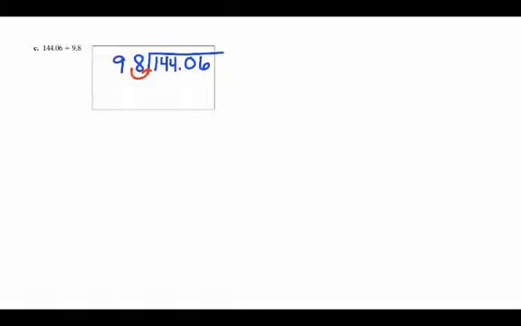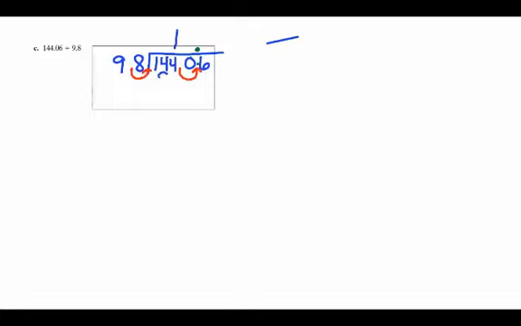If we move the divisor one place, we have to move the dividend one place. Now we place the decimal point in our answer so it comes right straight up. Now we're ready to begin dividing. 98 cannot go into 1. 98 cannot go into 14. It can go into 144. So 98 goes into 144 one whole time.